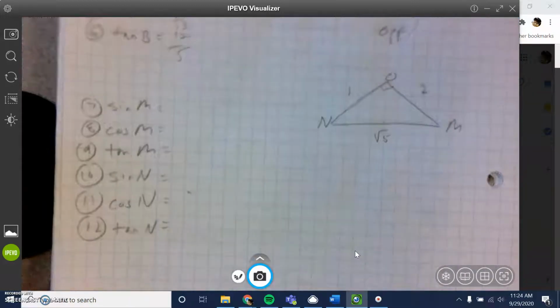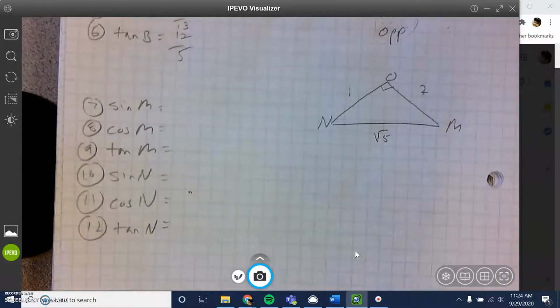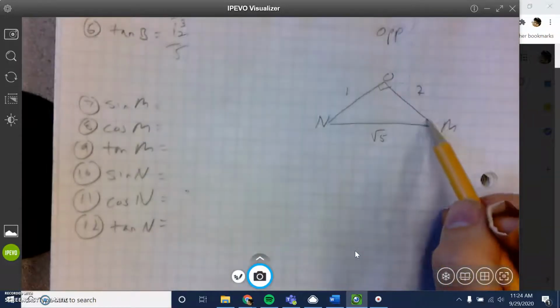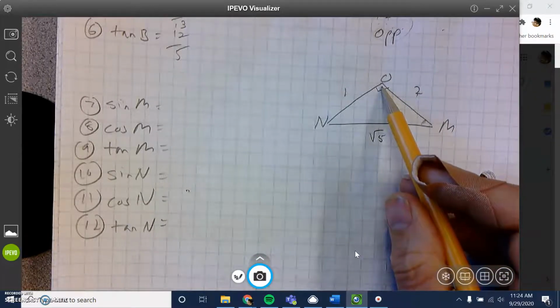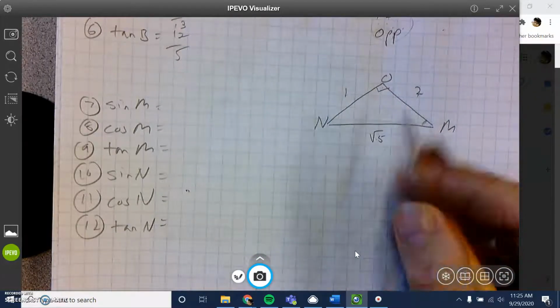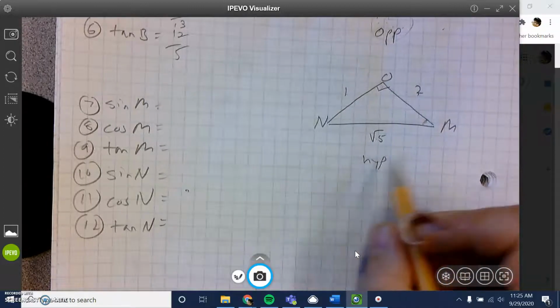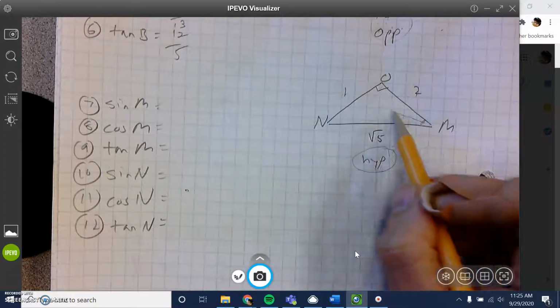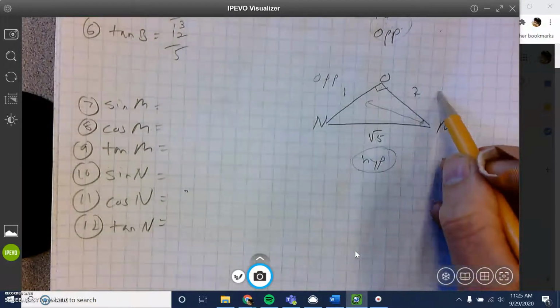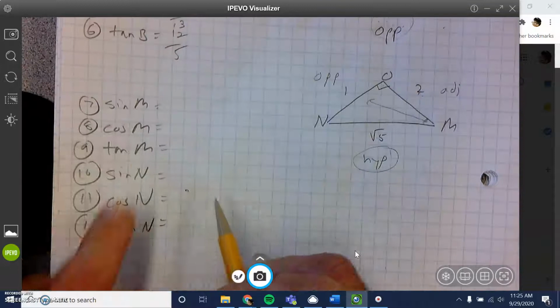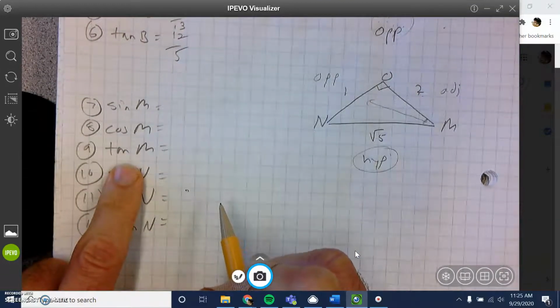Let's keep it going. Last one. Here's a little bit more challenging. Copy this down if you don't have it. All right, cool. Let's do M. So I'm looking at M. Now it's sort of oriented a little bit differently, but don't worry. Look, there's the right angle. So this radical 5 is your hypotenuse. Draw a straight line across, opposite. There you go. And then that would mean the 2 is the adjacent side. Go ahead and do sine M, cosine M, and tangent M. Go.